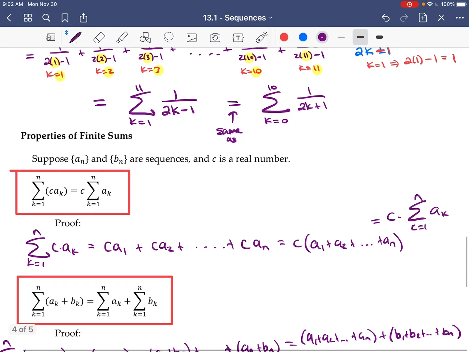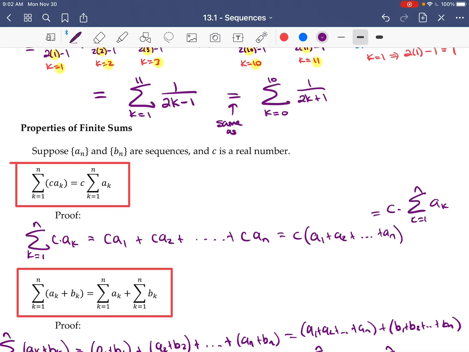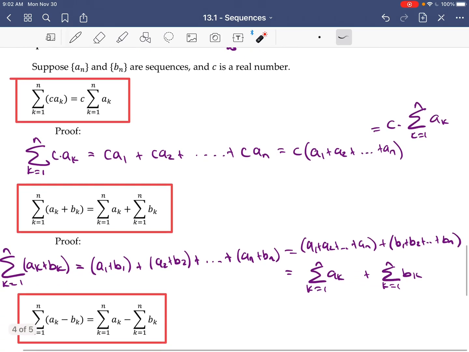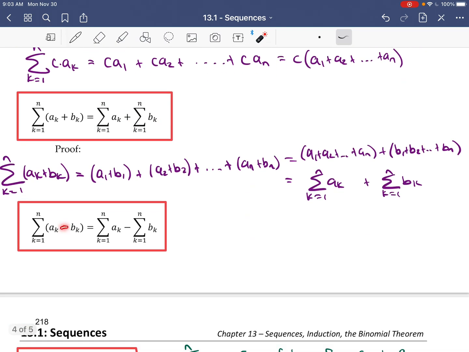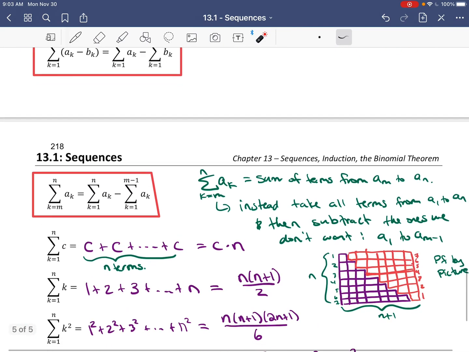Then we had some properties for sums. If you have a constant times your sequence, you can pull the constant outside the sum and multiply it after. So this is the constant multiple rule. If you're adding two sequences together inside your sum, you can do each sequence sum separately and then add after. Similarly, if you're subtracting two sequence sums, you can do them separately and subtract after.